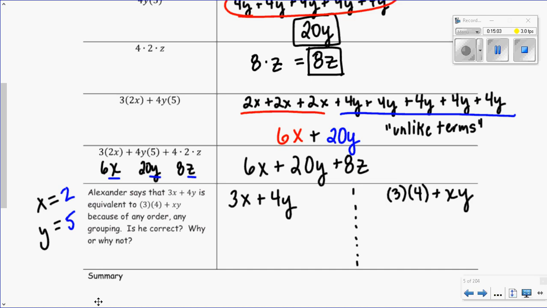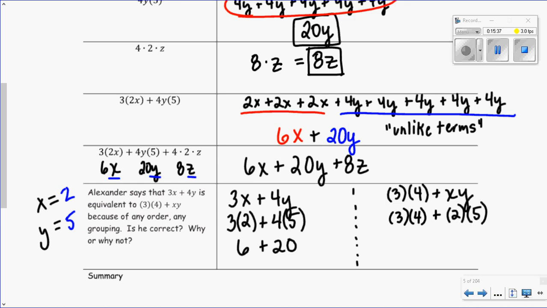Okay, let's plug it in and see what happens. 3 times x is 2 plus 4 times y is 5. So all we're doing is just plugging in the x and y. And then I have 3 times 2 is 6, and 4 times 5 is 20. Okay, let's go over here. This one already has 3 times 4, so I can just write 3 times 4. There's nothing to plug in there. Now I'm going to use the same x and y. X is 2, and y is 5. Okay, now that looks like a pretty simple problem.